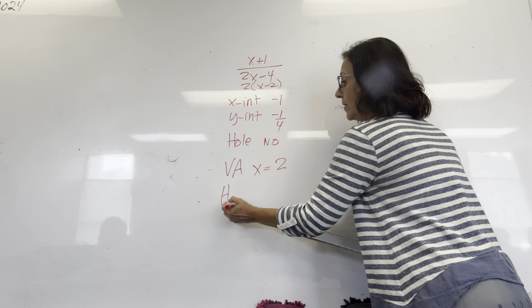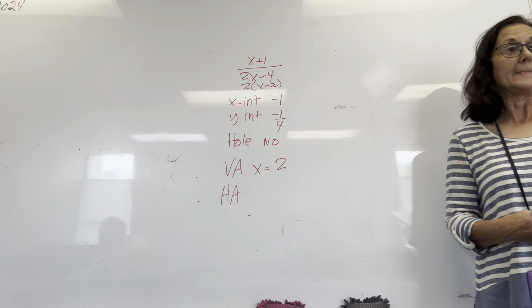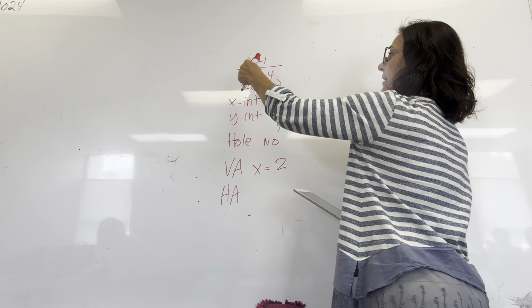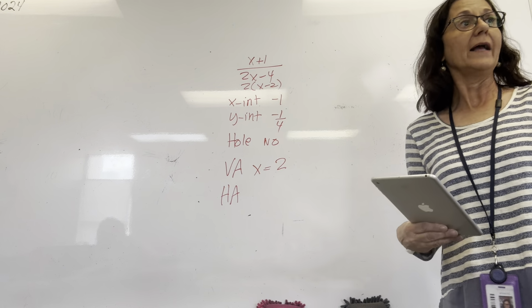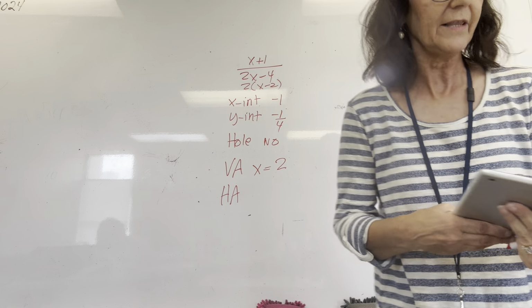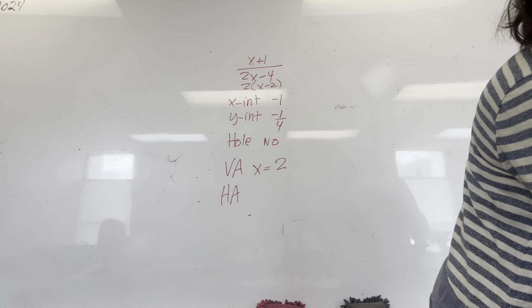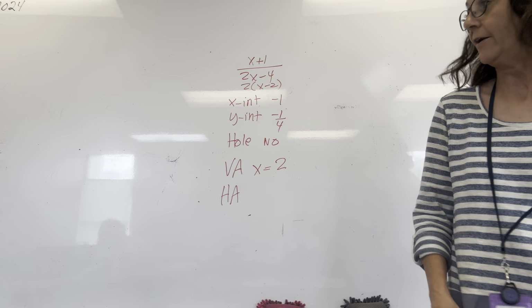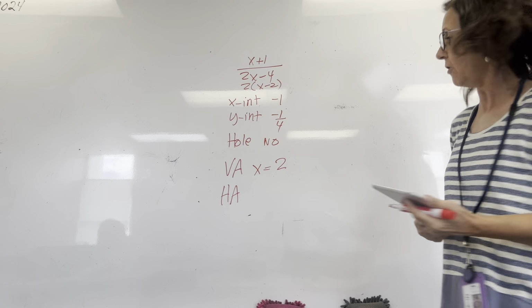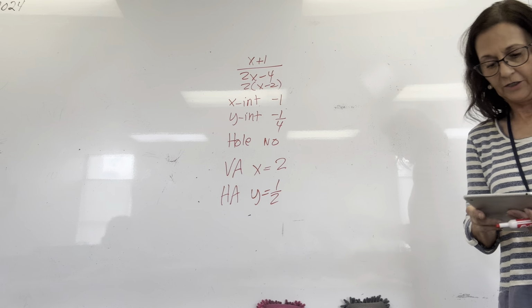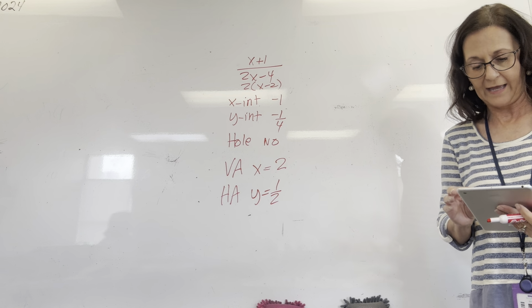What about a horizontal asymptote? Yes, 1/2. If the numerator is less than the denominator, y equals 0. If they're the same, it's lead coefficient over lead coefficient. So y is 1/2. Look, y'all just did everything with that.